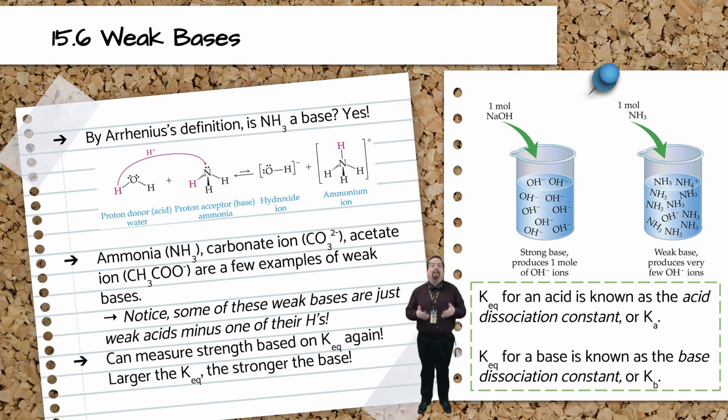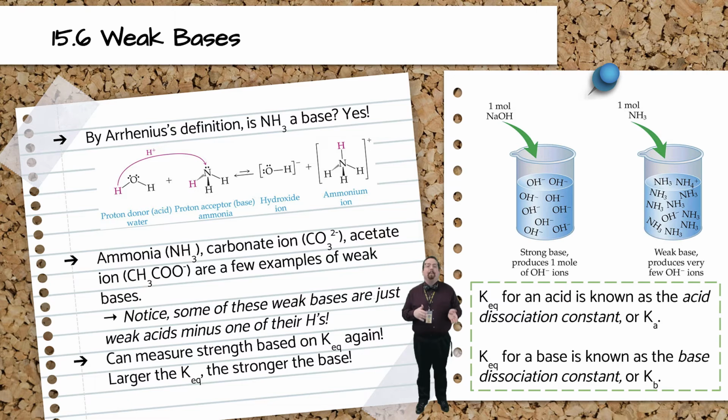The Bronsted-Lowry definition does help us understand the reaction better, knowing that water acts as an acid by donating a proton, and ammonia acts as a base by accepting that proton. The Arrhenius definition still holds true, though, since ammonia does produce hydroxide ions in water. Ammonia, the carbonate ion, and the acetate ion are just a few examples of weak bases.